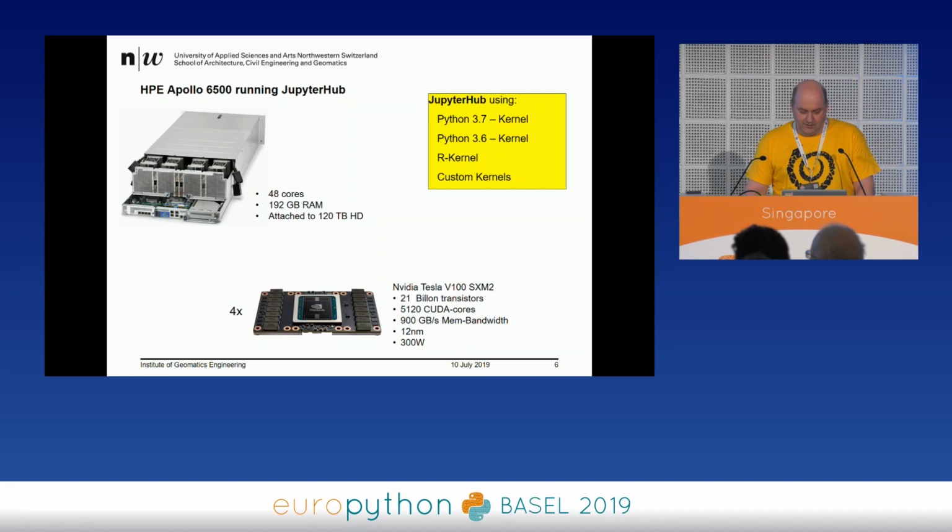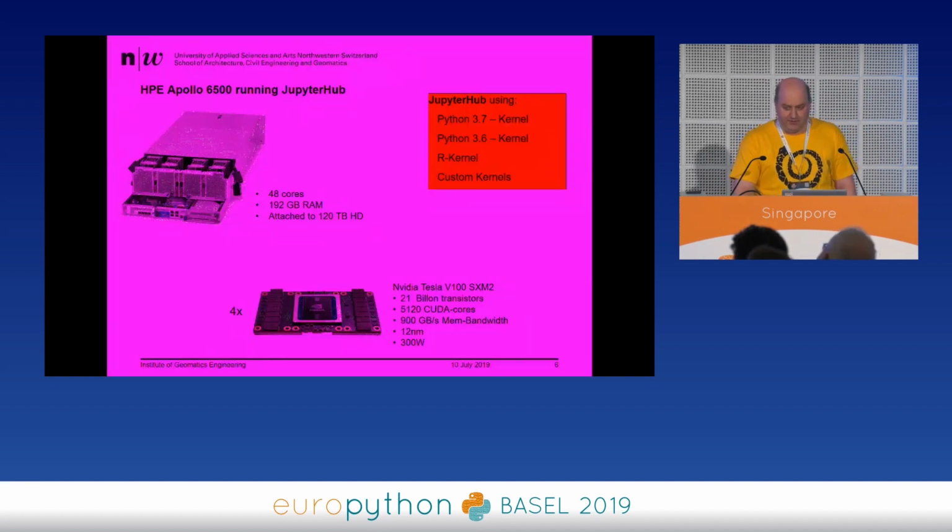So what we are doing: we have an HPE Apollo 6500 server, and on this server we installed JupyterHub. We bought this machine with 48 cores and 192 gigs of RAM, and attached it to our small storage system with 120 terabytes. Which is actually quite fast storage, with 1 GB per second reading and writing speed. And that's also a very important fact. If you have terabytes of geodata, you want a really fast and reliable system. We also have 4 NVIDIA Tesla V100 in it.